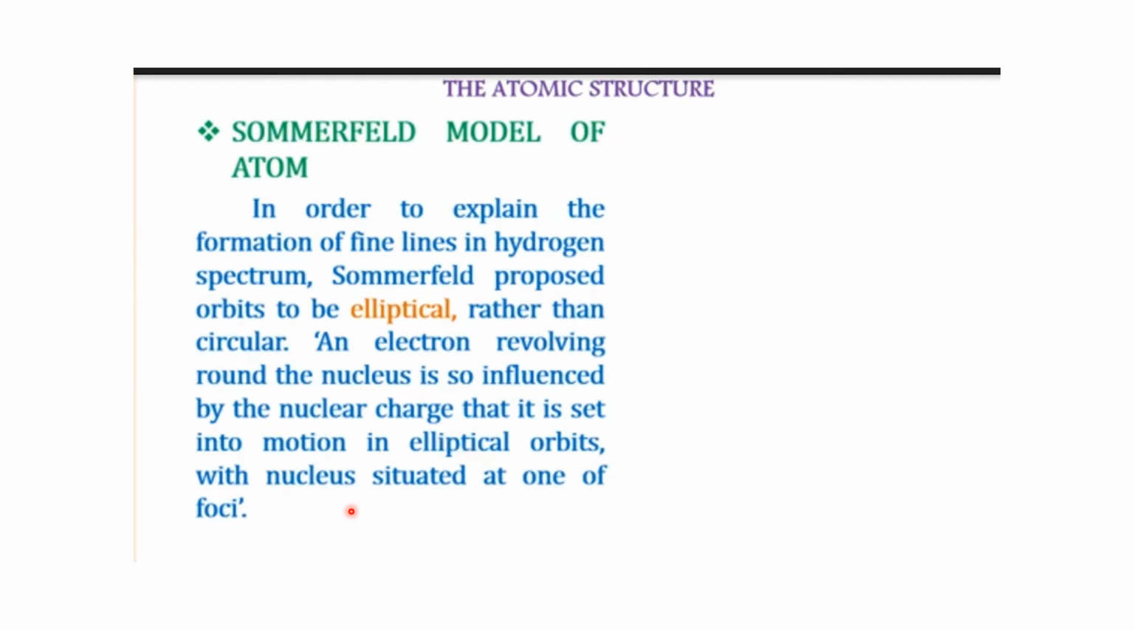When it is an elliptical shape, it contains two major axes, so the nucleus will be at one of the foci, because the elliptical shape has two foci, whereas a circular shape has only one center. A revolving electron is under the influence of the nuclear charge, where the nucleus is present at one of the foci. It can be on either of them.